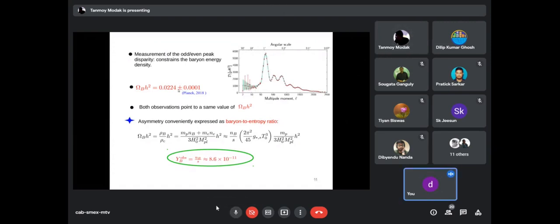So I have a question. Yeah, please. Just assume that there is no baryon. Then how would this graph look, or let's say it's a single fluid of radiation.